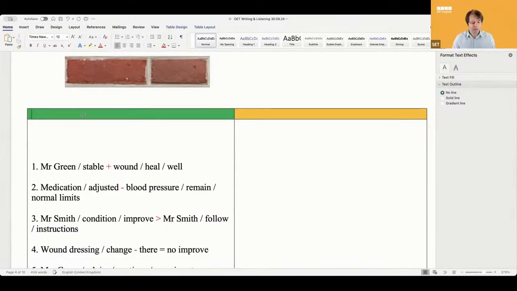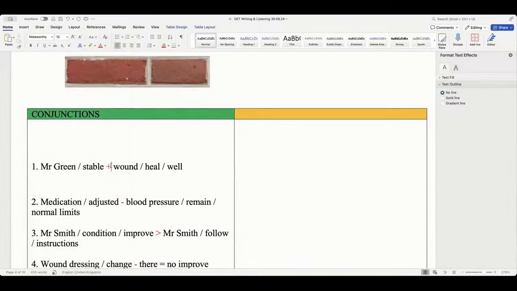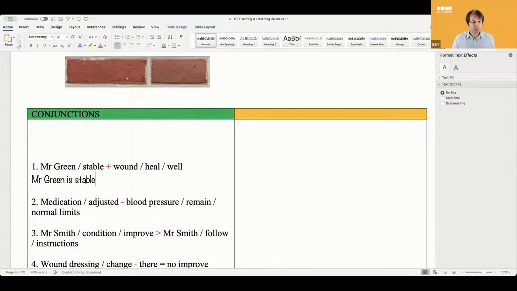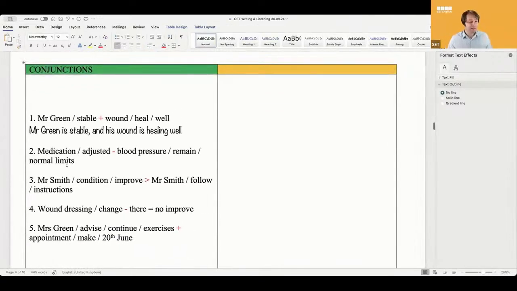Let's make some sentences using conjunctions. This one is going to be: Mr. Green is stable. What's next? His wound is healing well. Conjunction. So, like this, guys: Mr. Green is stable and, comma, his wound is healing well. What do I need here, guys? Comma. I want you to do that for the rest of these.